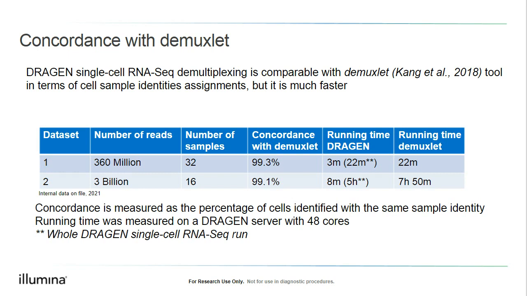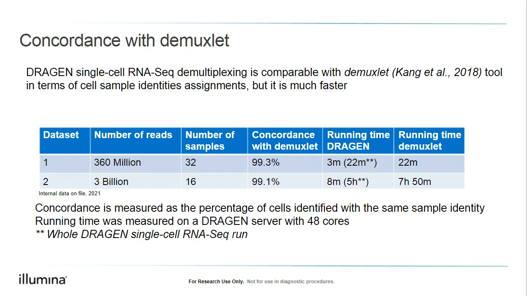We have very high concordance with Microsatellite. However, the DRAGEN runtime for this demultiplexing step is much smaller. You can see it takes about 3 minutes for DRAGEN. It takes about 22 minutes for Microsatellite in this experiment. In the same time, we are able to run the whole single cell RNA-Seq run.